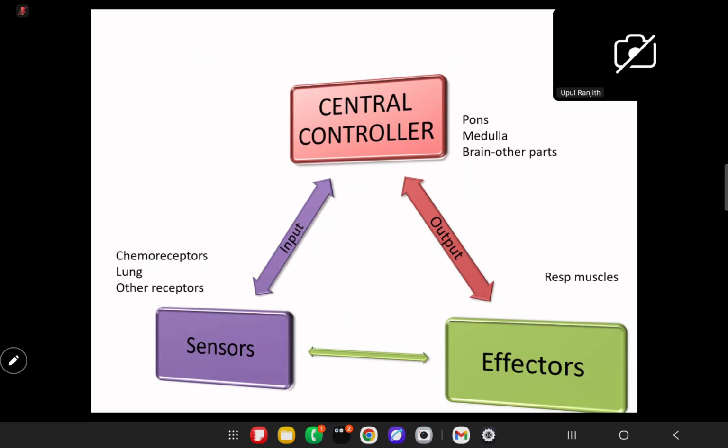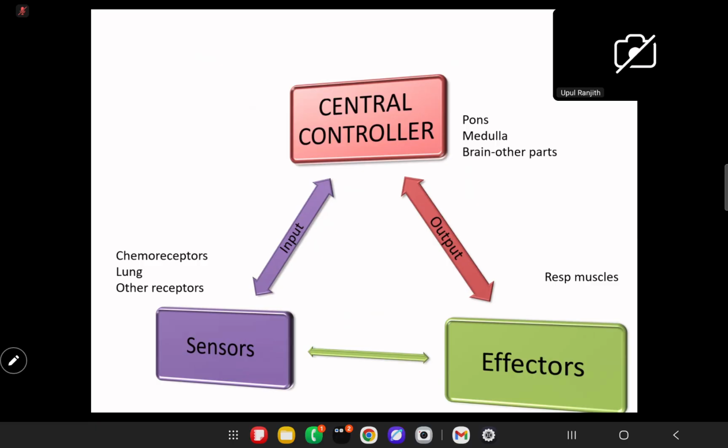Right. So the central controllers are situated in the pons and medulla and other parts of the brain, mainly in the pons and the medulla, but other parts of the brain can also control the respiration, right? Then this central controller gives impulses to the effectors, and effectors give the feedback as well. Effectors are the respiratory muscles, mainly the diaphragm and the intercostals and other accessory muscles of respiration.